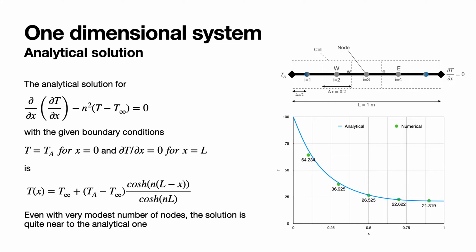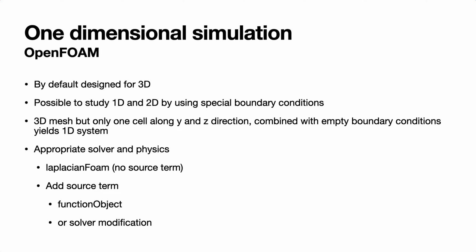In the second part, we will try to run the same problem in OpenFOAM. In OpenFOAM, there are a few differences. By default, OpenFOAM is designed for three-dimensional problems, although we can study one-dimensional and two-dimensional problems by using special boundary conditions. In that case, the mesh is always 3D, but if we only have one cell along the y and z direction, and if we use a specific empty boundary condition, then we can get a one-dimensional system.